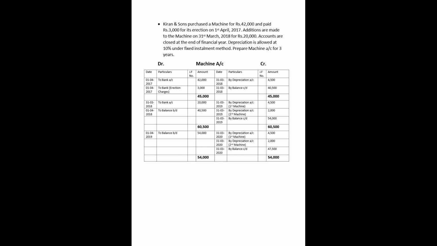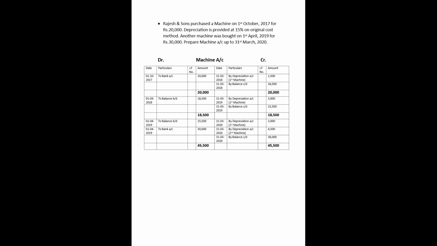Now let's move on to the next problem. Rajesh and Sons purchased a machine on 1st October 2017 for rupees 20,000. Depreciation is provided at 15% on original cost method. Another machine was bought on 1st April 2019 for rupees 30,000. Prepare machine account up to 31st March 2020.